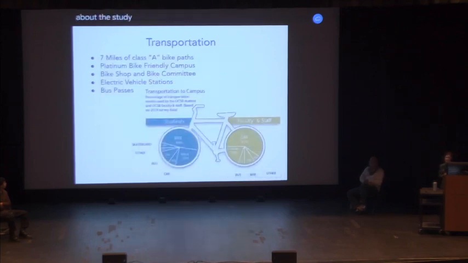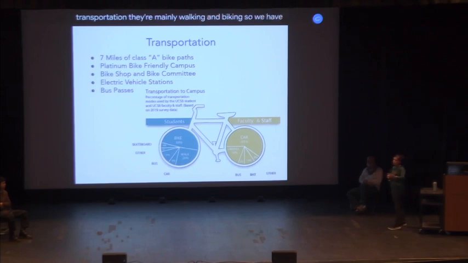I just want to mention transportation. I know Katie talked a little bit about it. We're really a bike-centric campus. We have 7 miles of Class A bike paths. We're platinum bike friendly, with the bike shop and the bike committee. So luckily, in those commuting emissions, 90% of students are already taking alternative transportation, mainly walking and biking. So we have huge progress in terms of reducing that. Faculty and staff has been a little harder to tackle. 61% of us are driving in single occupancy vehicles. I know Anthony and Katie will talk a little bit about some of the efforts there.